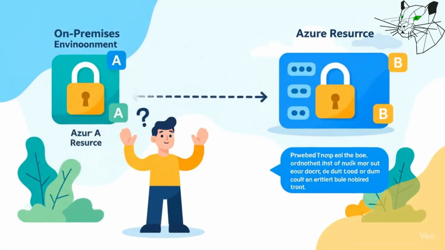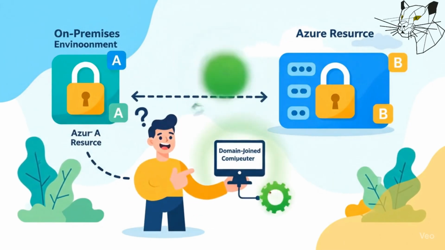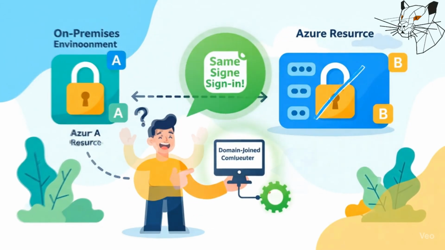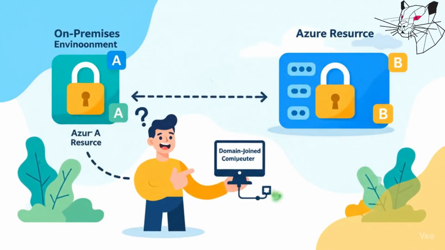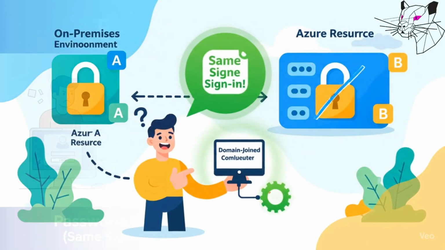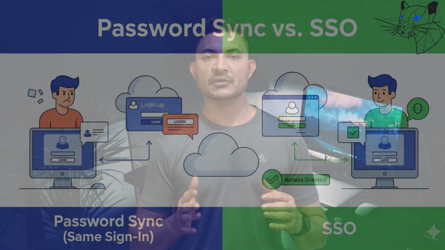authentication. Unless you activate password synchronization, users will have a separate password from their on-premises environment to sign in to an Azure resource. Even if you implement password sync, users are still prompted for their credentials when they access the Azure resource on domain-joined computers. The advantage with password sync is that to sign into the Azure resource, users can use the same username and password as their domain login. Don't confuse this with SSO. The behavior provided with password sync is called same sign-in.